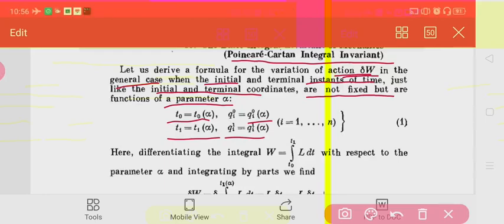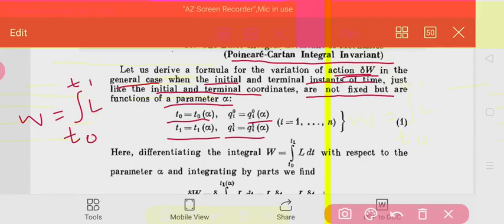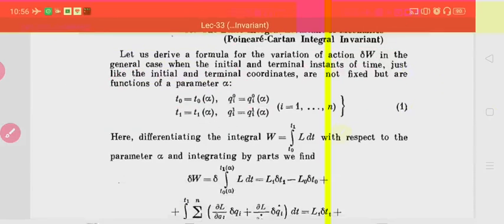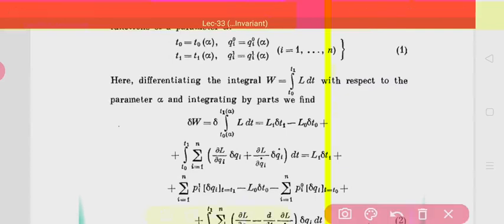Now, what is the action? Action is denoted by W, and it is given by the integral from initial t0 to t1 of L dt, where L is the Lagrangian function. When we take this action and differentiate with respect to the parameter alpha, delta of W will be given by the integral of delta of L.